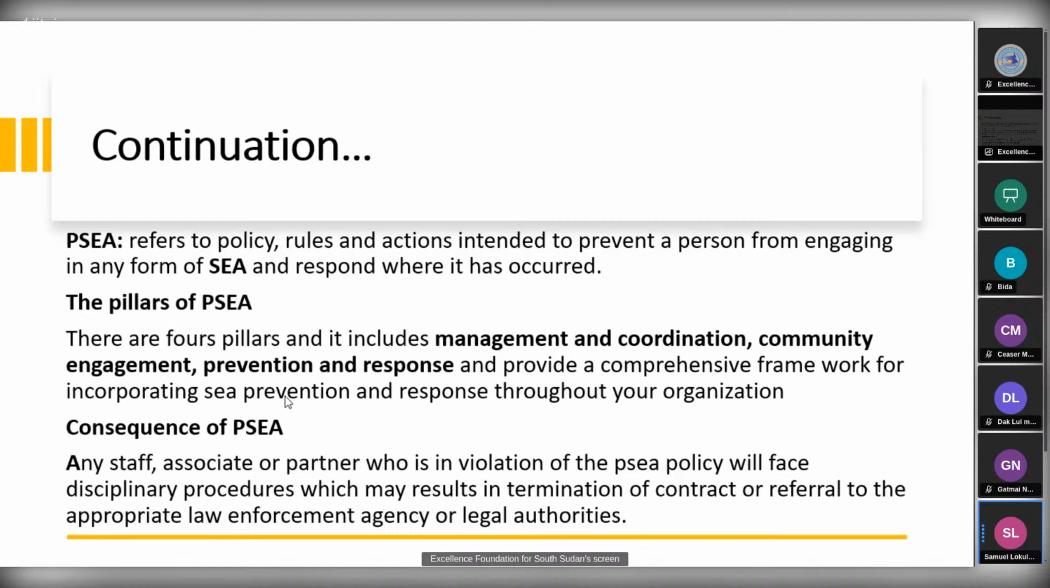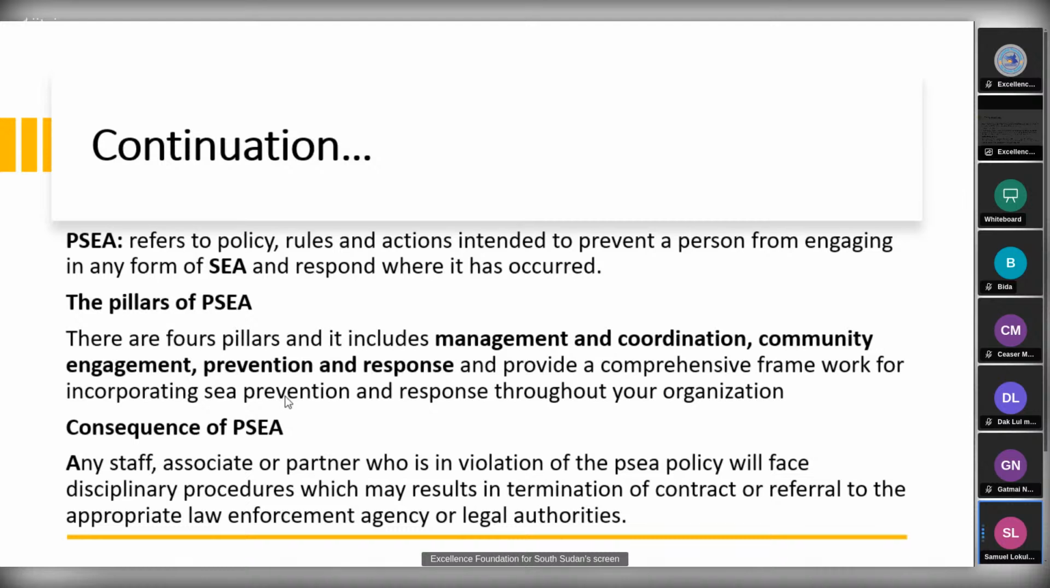So you see people responding from all the angles and it provides a comprehensive framework for incorporating SEA prevention and response throughout your organization. By implementing all these pillars, managing coordination, community engagement, prevention, and response, you have a comprehensive framework. Which means anyone that comes in should be given this. In other organizations, I think before you sign the contract, they will give you this policy, the SEA policy or the code of conduct for staff. The do no harm principle is one of it, and the sexual exploitation policy has to be there, so that any staff that has been recruited will not be a victim of SEA. So it will give the organization a real framework that responds very fast if anything arises.